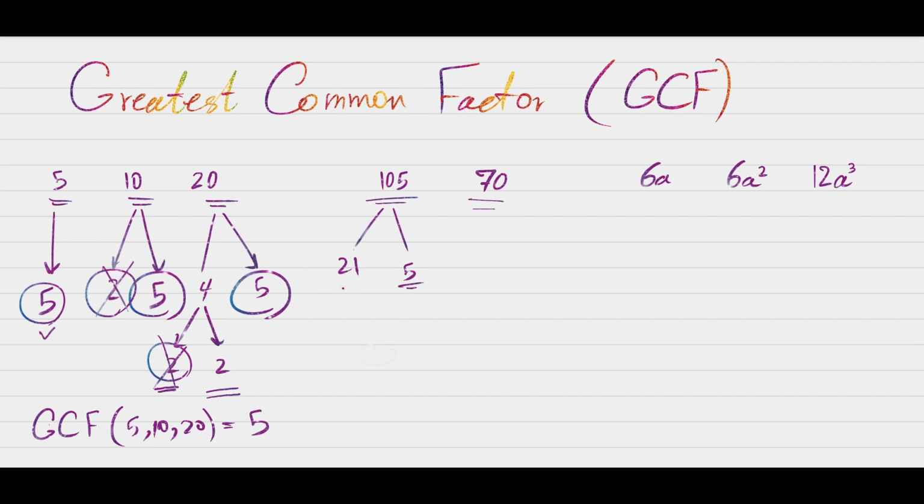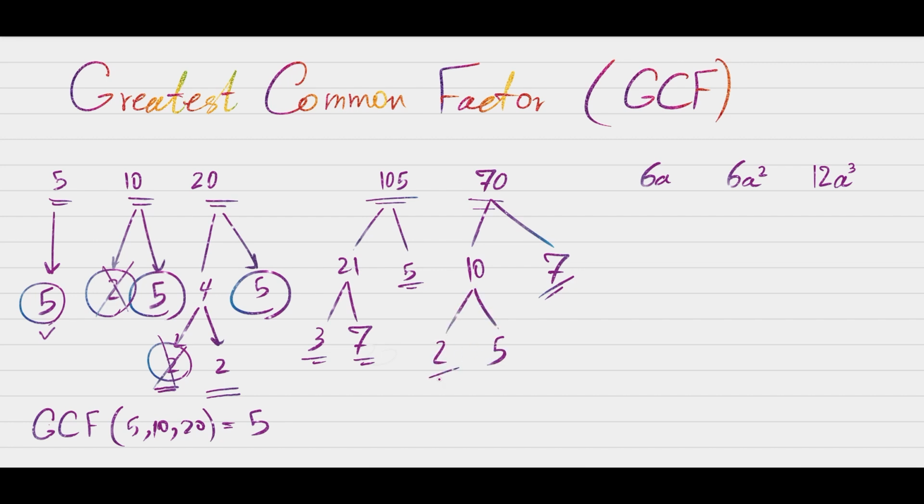21 is a composite number, so I can go farther and open it into 3 and 7. That 3 times 7 will be 21. Now, 3 is a prime number, 7 is a prime number, and 5 is a prime number, so we can't go any farther. Let's go for 70. We can open it into 10 and 7. 7 is a prime number, but we can continue with 10 and open it into 2 and 5. 2 times 5 is equal to 10.